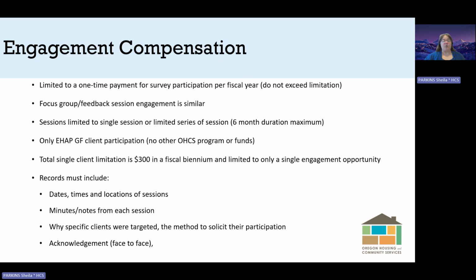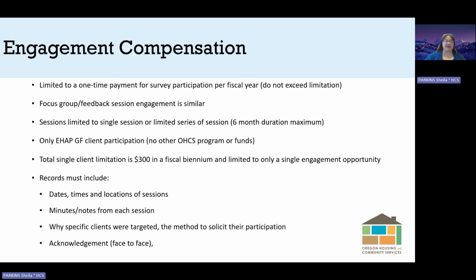Compensation is limited to a one-time payment for survey participation per fiscal year, and the subgrantee must have policies and procedures in place to ensure that this limitation is not exceeded. Grantees must retain all documentation related to survey compensation for a period of 6 years from the close of the survey. Focus group and feedback sessions engagement is very similar. However, there are a few differences in the documentation requirements.